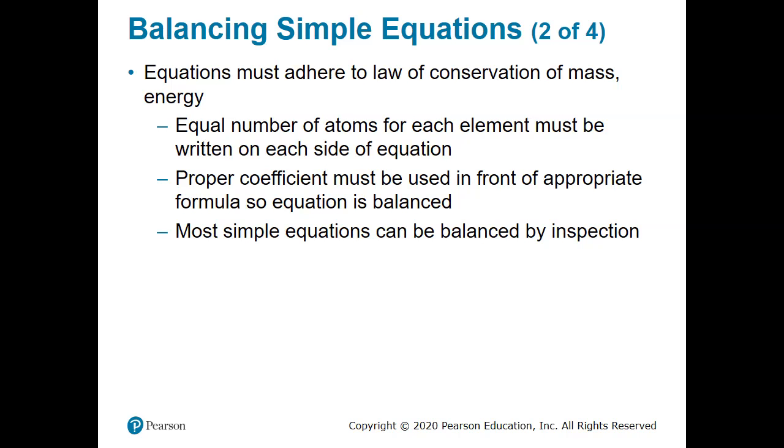So to adhere to the law of conservation of mass, we need to make sure that we have an equal number of atoms for each of the elements on each side of our chemical equation. And we do so not by changing the chemical formulas themselves, because that would change the chemical identity, and therefore all of its properties, but instead we use coefficients in front of our molecules to help us get that balance.